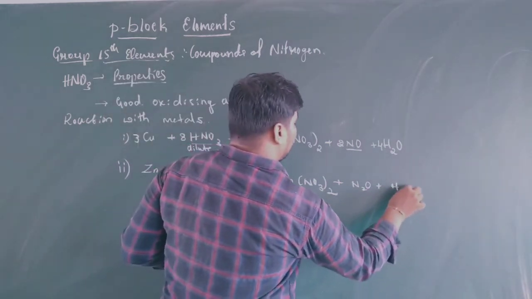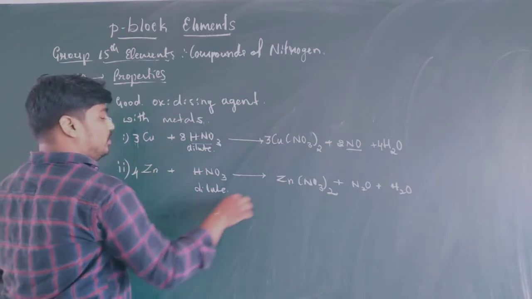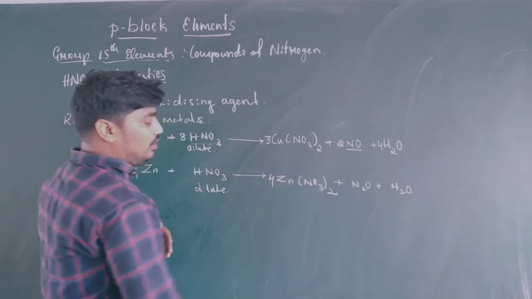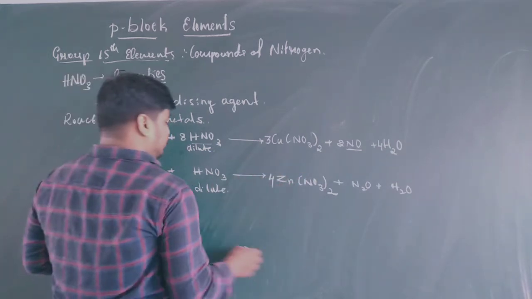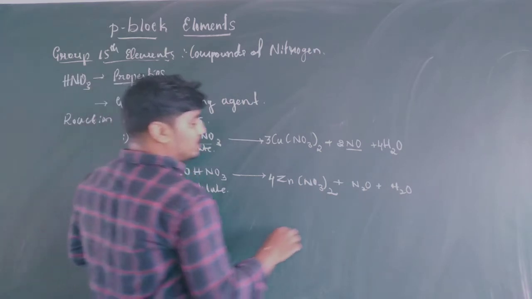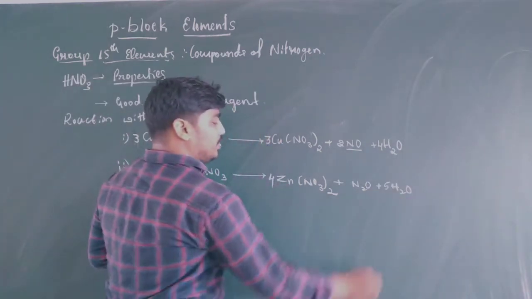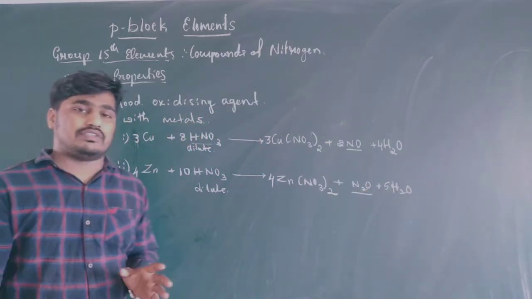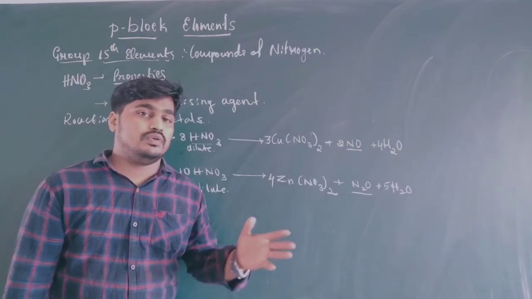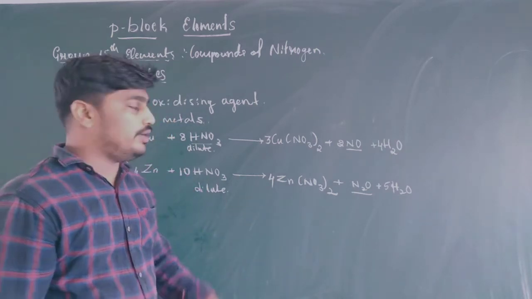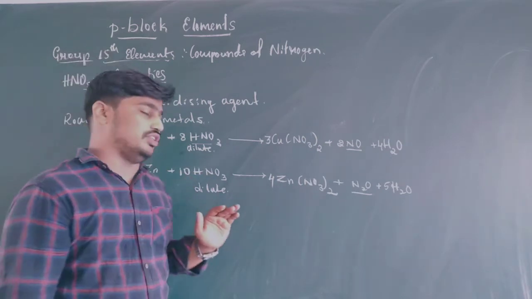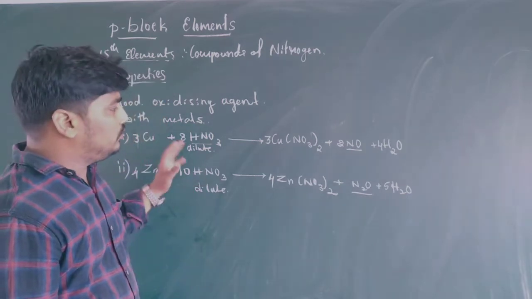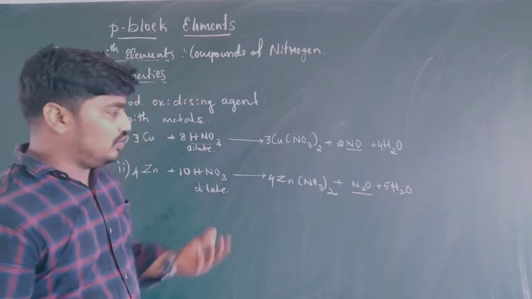Okay, and water. Balancing this reaction, 4 molecules of zinc react with 10 molecules of dilute nitric acid, producing 4 molecules of zinc nitrate, 5 molecules of water and nitrous oxide. This is another case of reaction of dilute nitric acid with metal. One case copper, another case zinc. These two reactions are very important from your exam point of view. You should remember both of these.